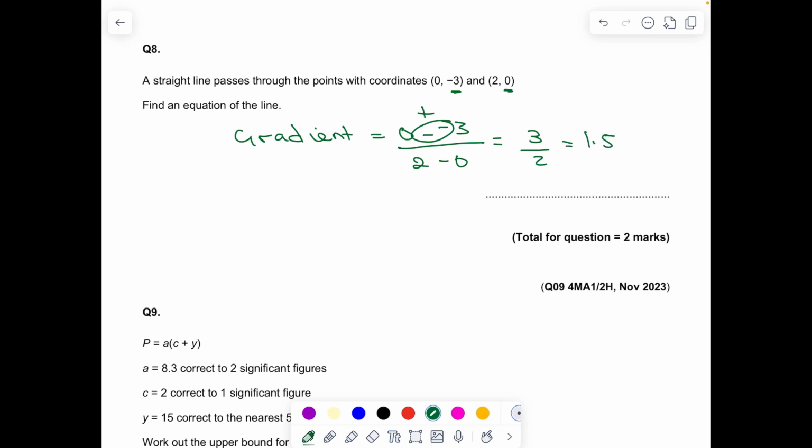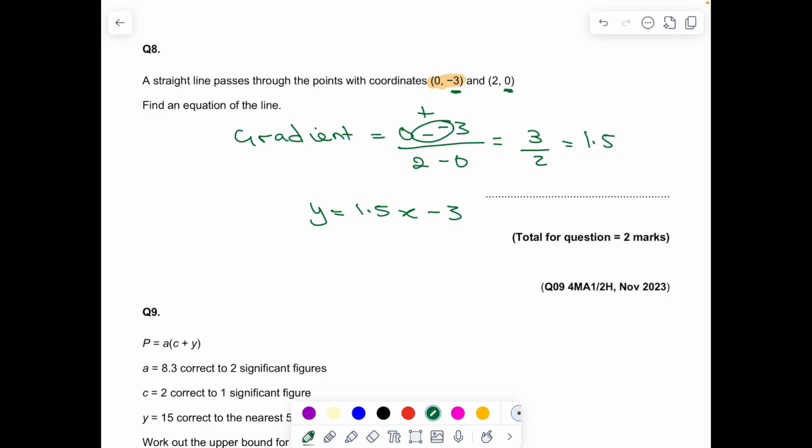So that's the gradient. Now, hopefully, you will have realised that it crosses the y-axis at 0, minus 3. So there's no more calculation you need to do. Your equation is y equals 1.5x minus 3, because that's where it crosses the y-axis.